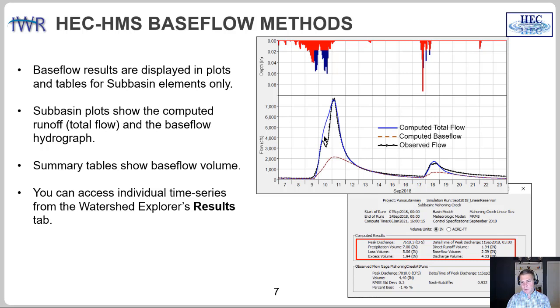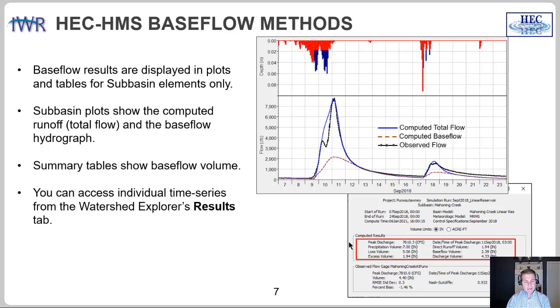If you want to see tabular results, you can also see those for the subbasin element. Whenever you open up a summary table for a subbasin element, you're going to see different volumes. So we have the direct runoff volume for the subbasin element. It also displays the base flow volume and then the total volume from the subbasin element.